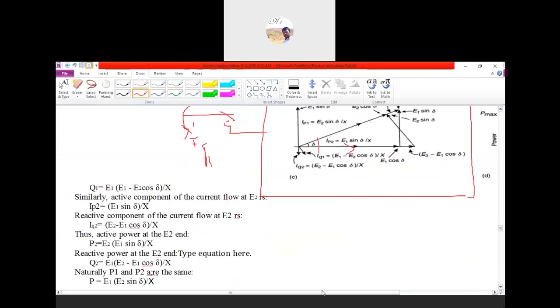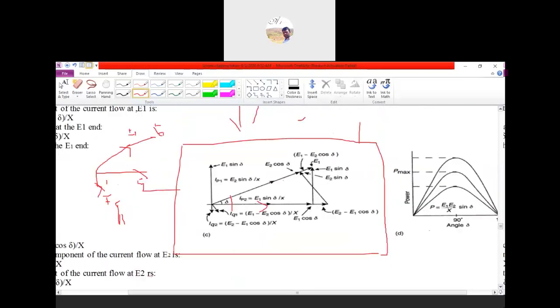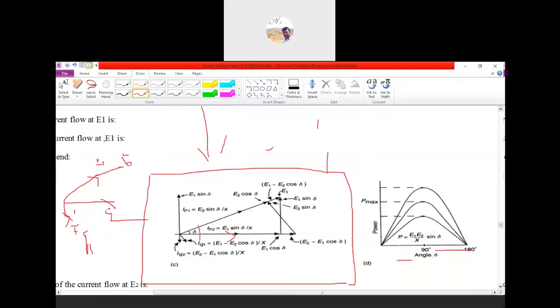The real power in between the lines, P, is equal to, as we already wrote, an active component and a reactive component.